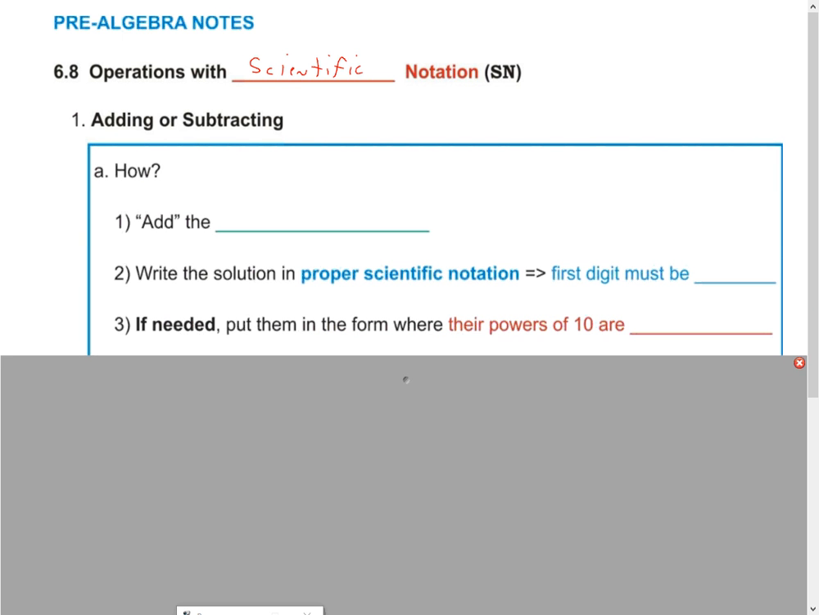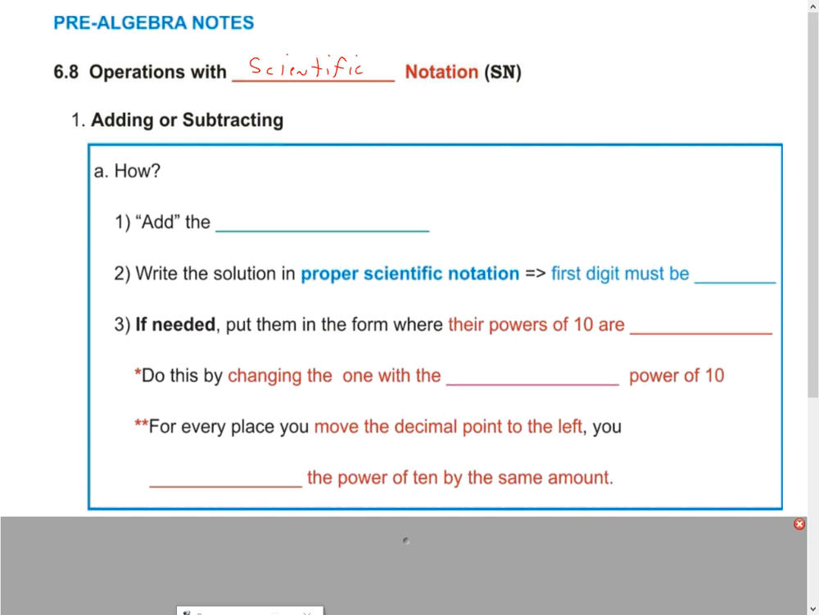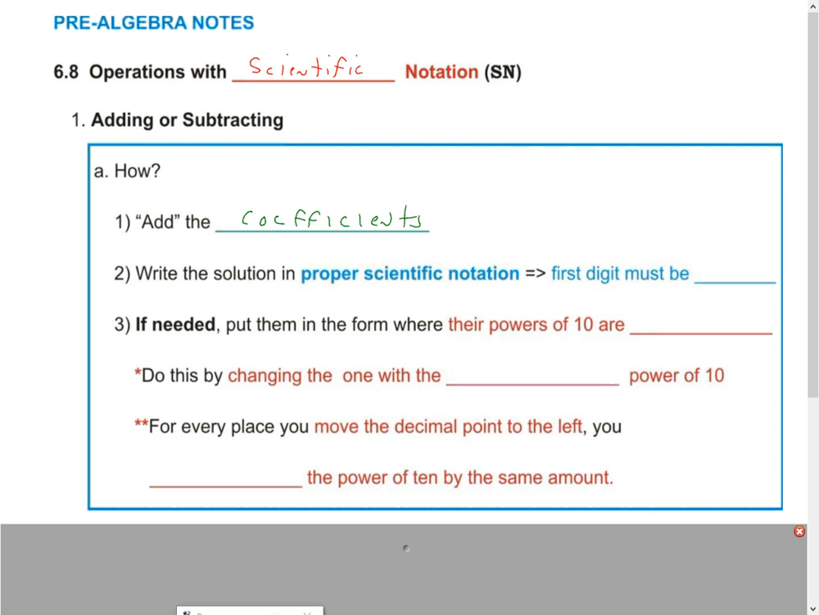All right, so how do you add or subtract them? All you got to do is follow everything in this box, and you're good to go. All right, hopefully you can do that. So I'm going to grab my green here, and the first thing is add the coefficients. C-O-E-F-F-I-C-I-E-N-T-S. So the first thing is add the coefficients. So remember what a coefficient is. It's a multiplier of a number. Well, with scientific notation, that's a little bit different.